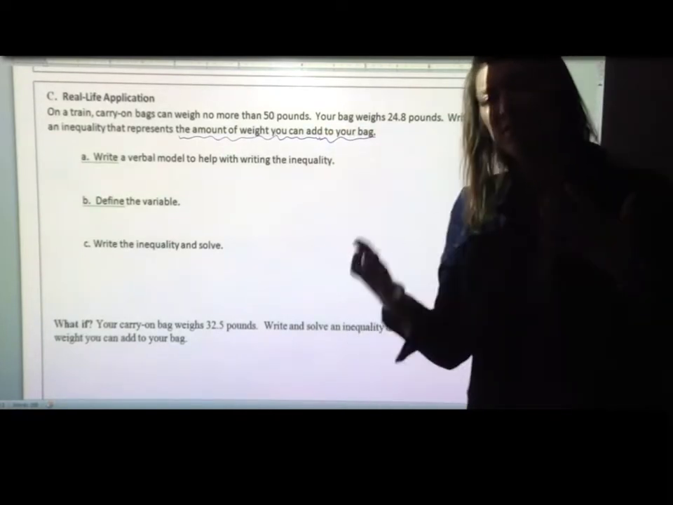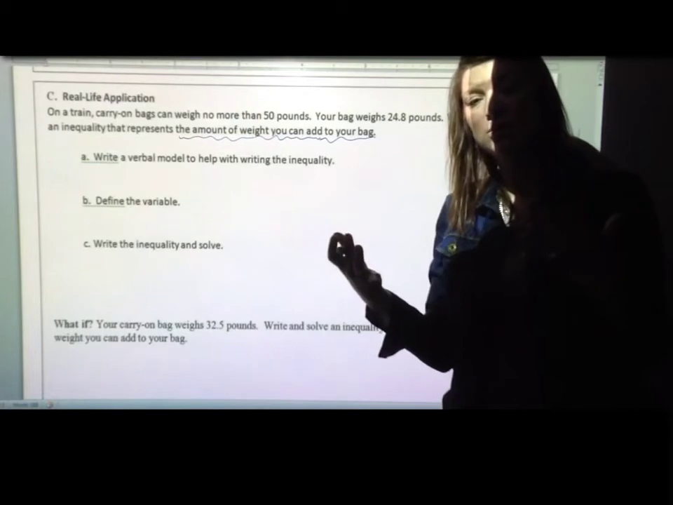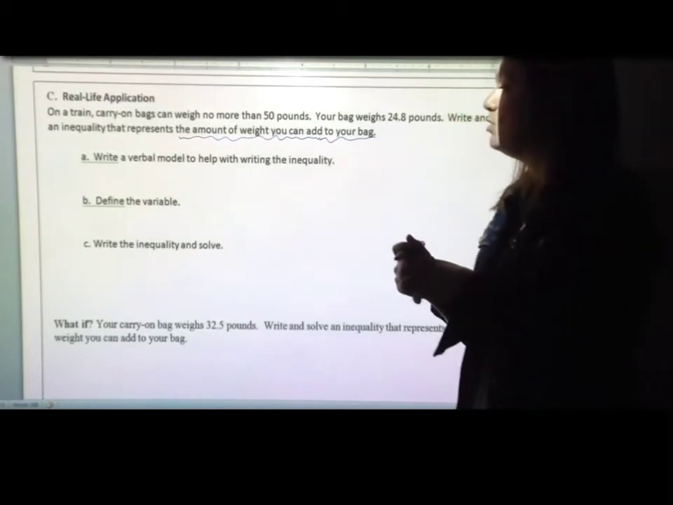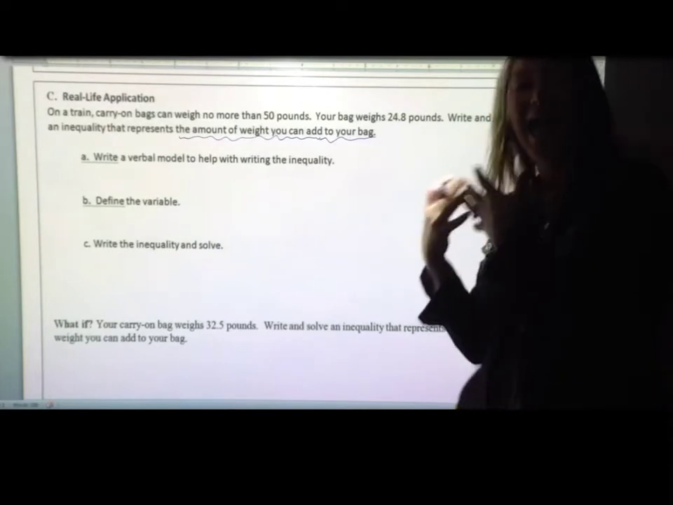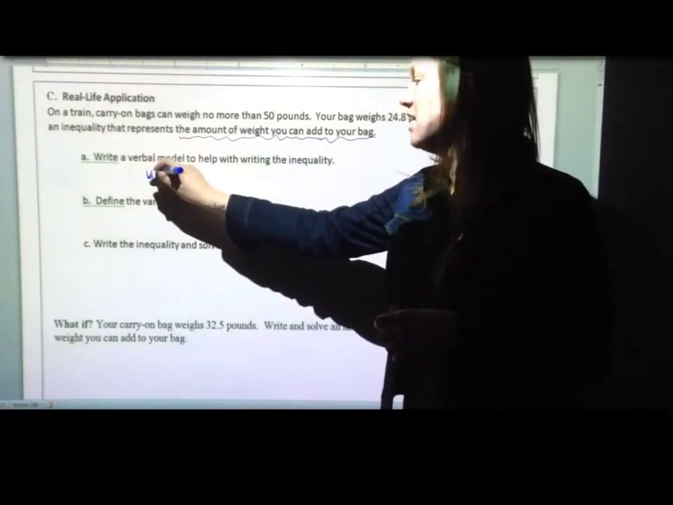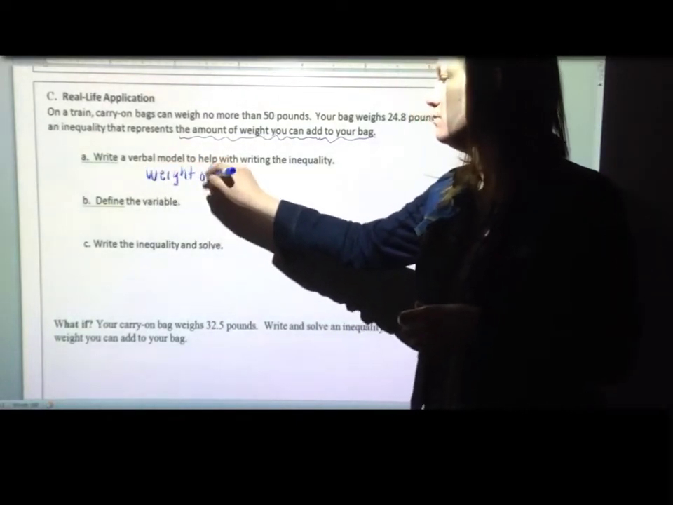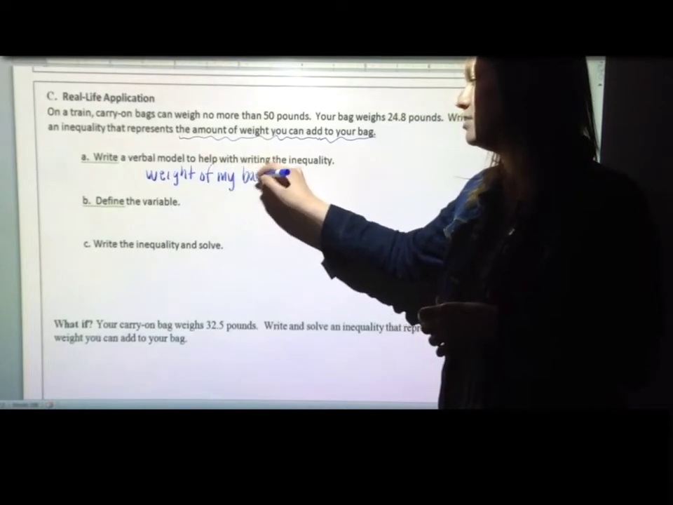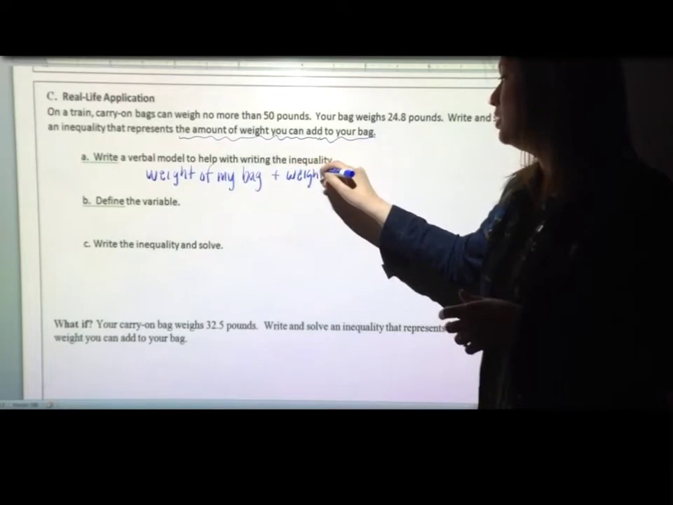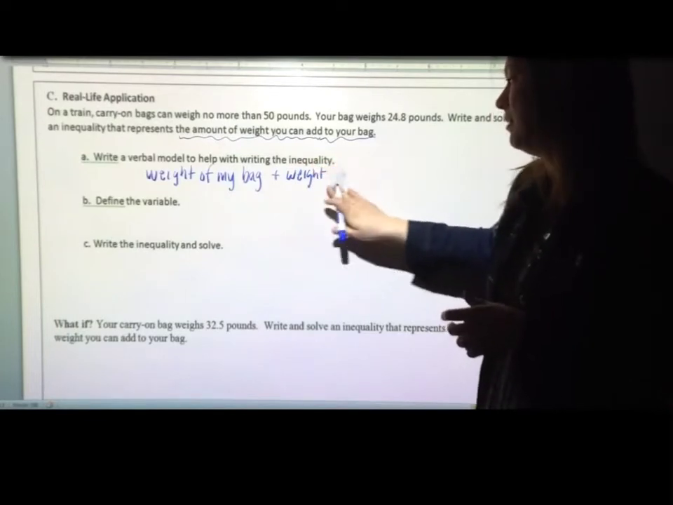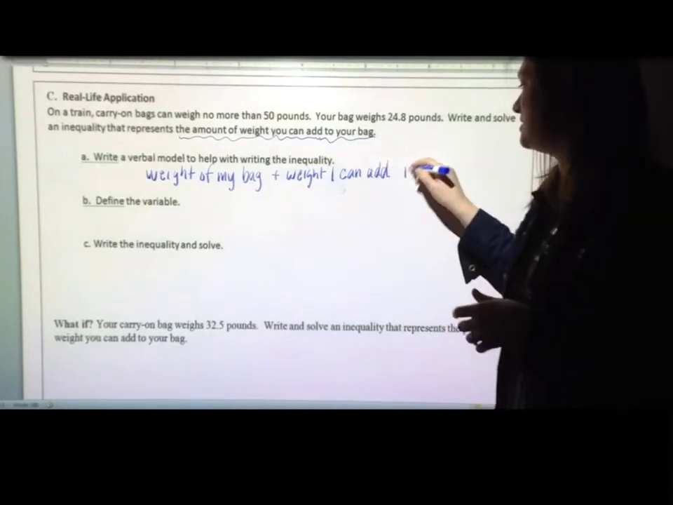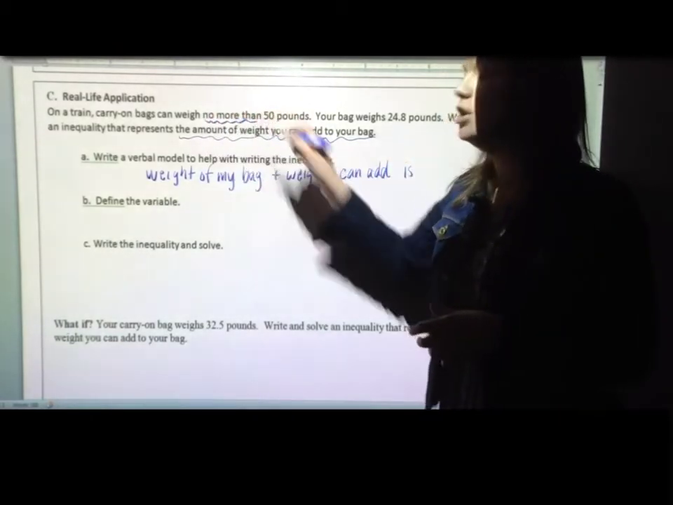So let's give ourselves a verbal model first of what's going on. We're just going to use the words from our prompt to write a verbal model. It says we have to figure out how much amount we can add to your bag. So there are some key words there. I'm going to write the weight of my bag, plus the weight I can add, is, now I have to use no more than.